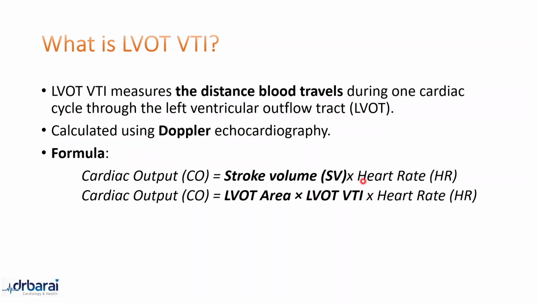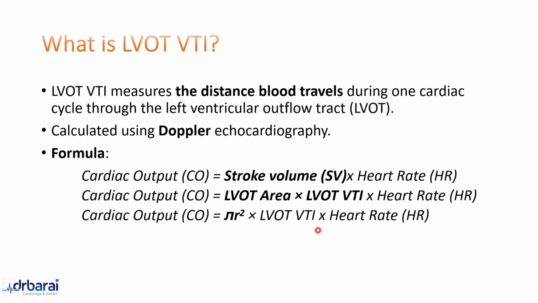So if we further divide this formula, stroke volume is LVOT area multiplied by LVOT VTI, or the distance, or the height of the column. Now please don't get disheartened, it's a little complicated, but I'll show you some animations and it will be very simple over the next few slides. So what is LVOT VTI? What is the LVOT area? This is the diameter. If we know the diameter of the left ventricular outflow tract, we can measure this.